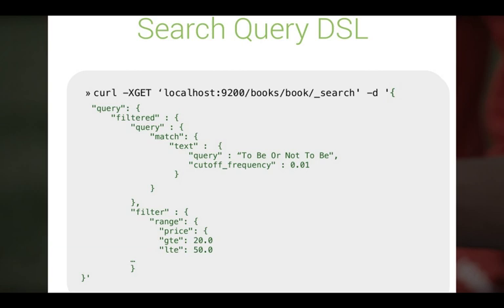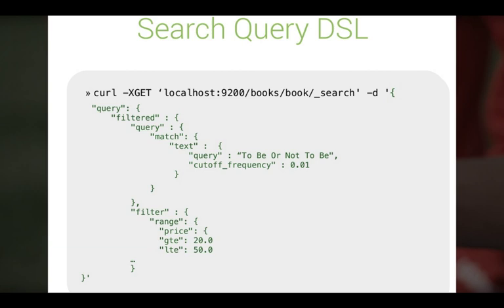So here is the query. You can see we are doing a curl call, with HTTP method GET, we are calling the books index of book type, and we are searching for a particular query. Inside the query, you can see we have filtered, then query, and we are doing a match query on text, that is, to be or not to be. And we are defining a cutoff frequency of 0.01.